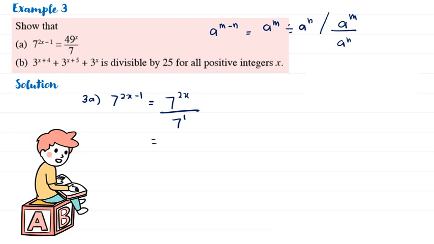Okay, so 7 to the power of 2 is 49 to the power of x over 7. So this is the final answer for 3a. So we have a proof, the answer is exactly as the right hand side, like this. Okay, similar. Next we proceed with question 3b.